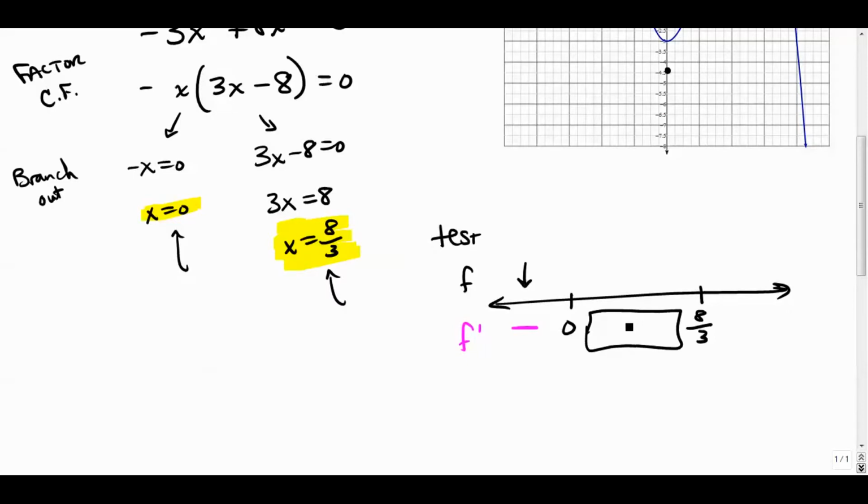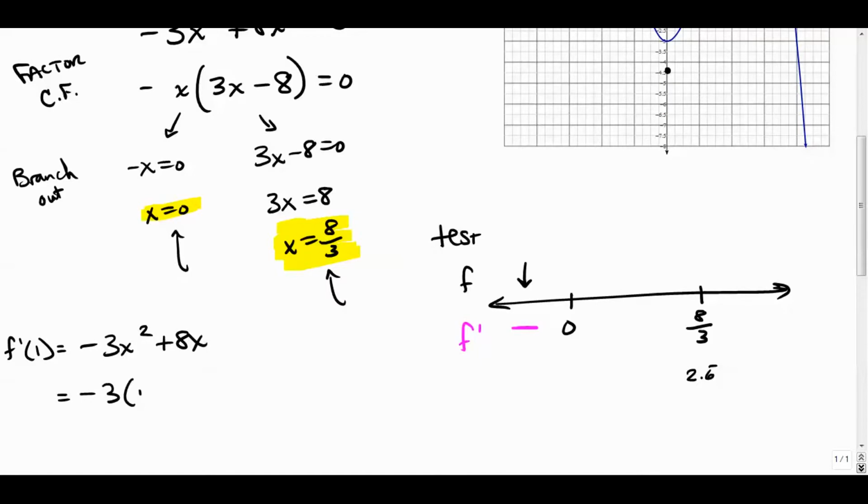Let's test a number that's in between 0 and 8/3. 8/3 is about 2.6, so let's pick the number 1. Number 1 is certainly in between 0 and 2 2/3. So if I put 1 in here, let me rewrite my derivative here, -3x squared plus 8x. If I evaluate my derivative for 1, I get -3 times 1 squared plus 8 times 1. So it's -3 plus 8, which is +5. I don't care that it's 5, I just care what sign it is. It's positive, which means my function is going to be going uphill.